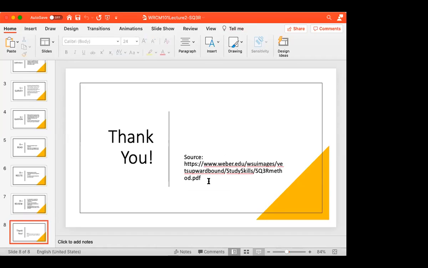So this way, SQ3R is a reading strategy, a very effective reading strategy, where SQ and 3 R's stand for S for survey, that you survey the text before you start reading it, okay? And then Q, question: give yourself questions before you actually start reading it minutely and closely. Otherwise, you won't find a direction to read.